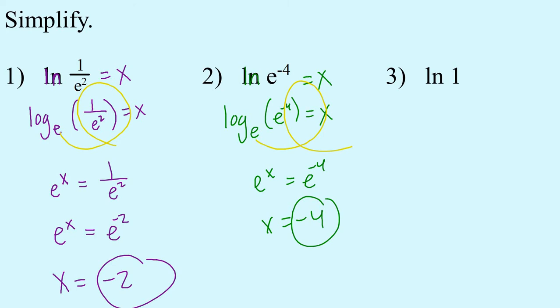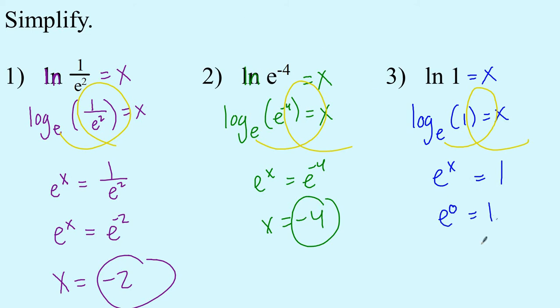All right, let's do another problem. Set it equal to x. So we get the log, so natural log of 1 equals x. So e to what power equals 1, right? Follow that loop-de-loop. And, well, e to the 0 power is 1. Anything to the 0 power is 1. So your answer is 0. Okay?